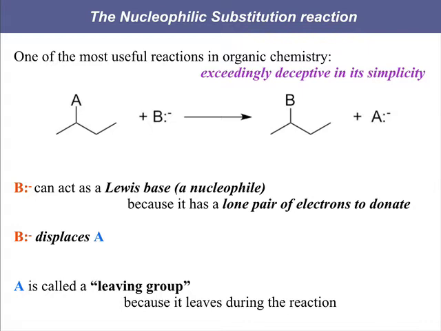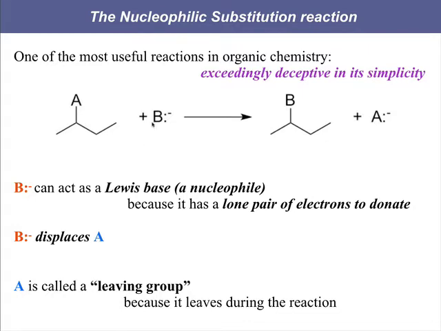So the general picture is that we've got a molecule with some group A, we react it with another molecule, something B, that has a lone pair and a negative charge, and the product has B substituted in place of A. So it's basically a substitution reaction. B is substituting A. Now, B, having a lone pair and a negative charge, can act as a Lewis base, or what we've called a nucleophile. It has a lone pair of electrons that it can donate.